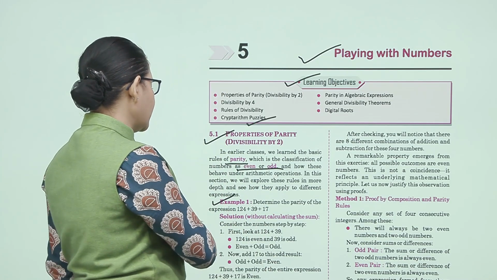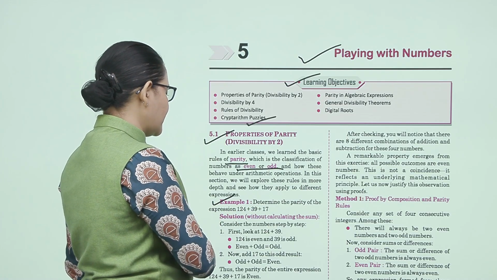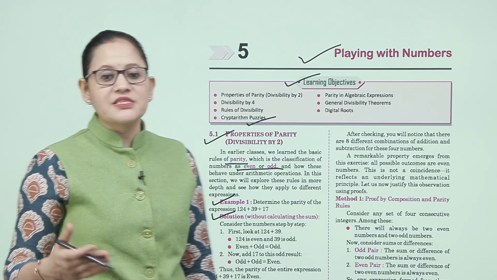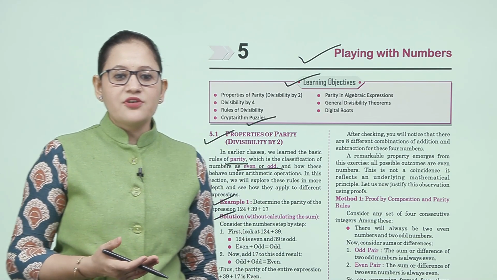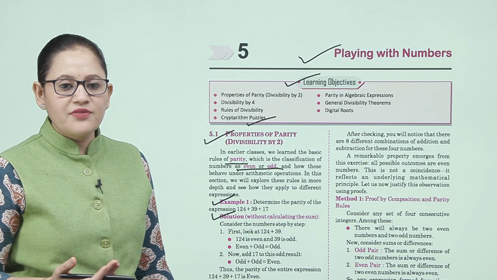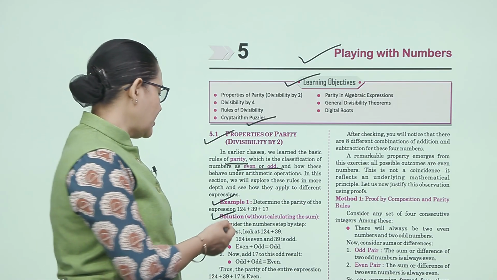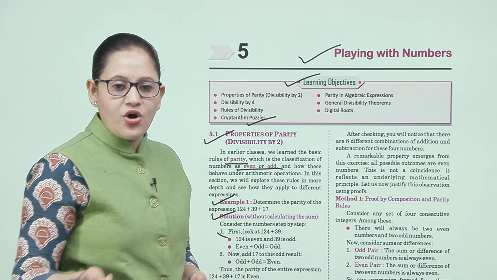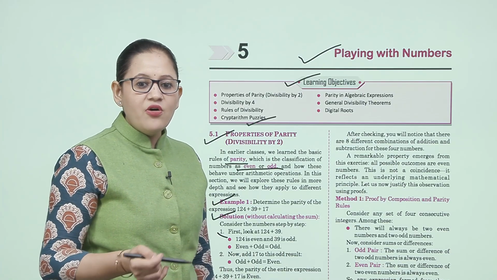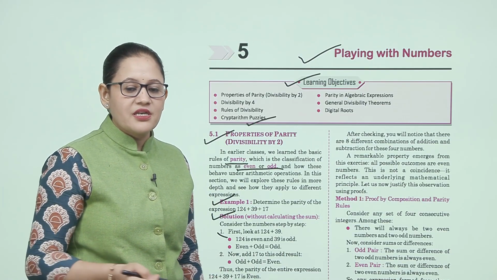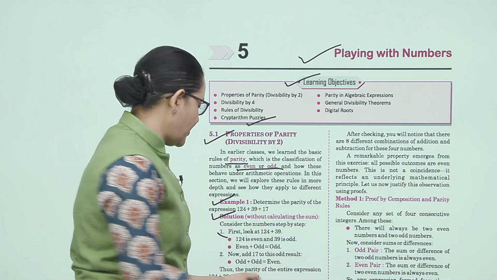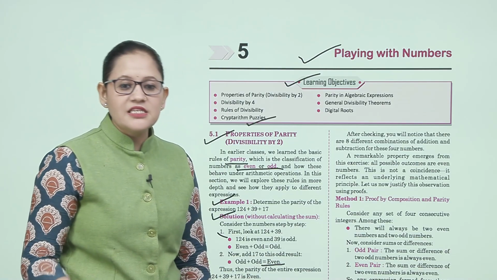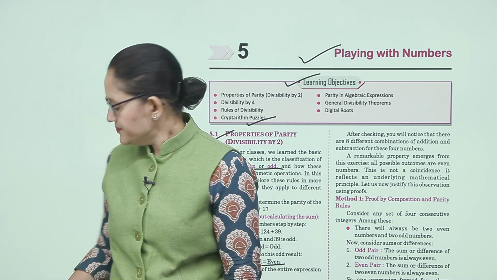Determine the parity of the expression 124 plus 39 plus 17. So, solution. Now we will consider the numbers step by step. First we will look at 124 plus 39. Now we know that 124 is an even number and 39 is an odd number. Even plus odd is odd, that we know. Now we will add 17 to the odd number. We know odd plus odd is even. Thus the parity of the entire expression is even. Clear?